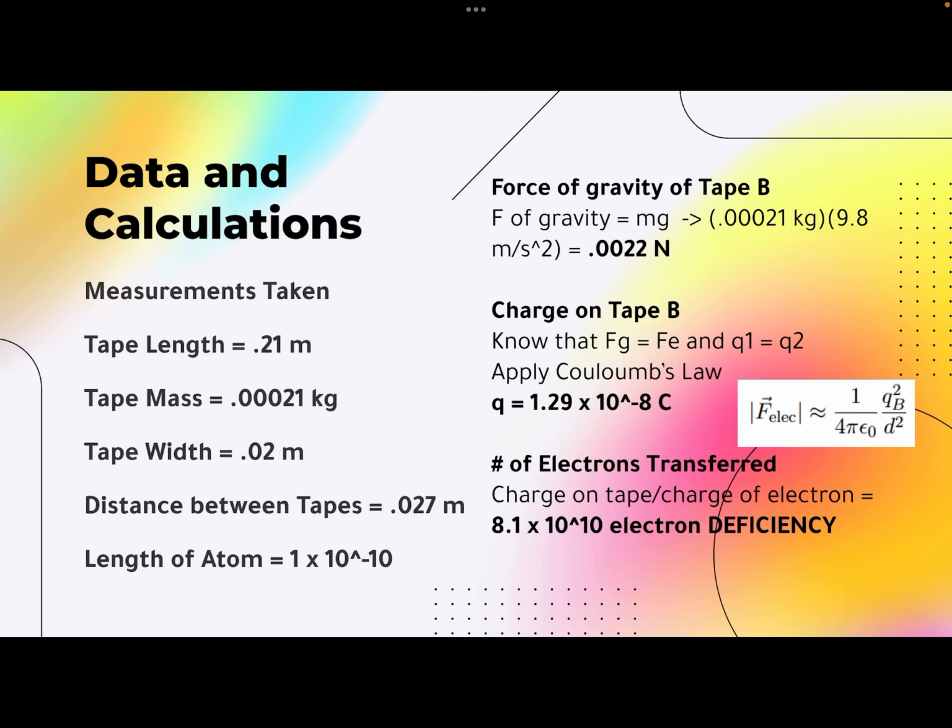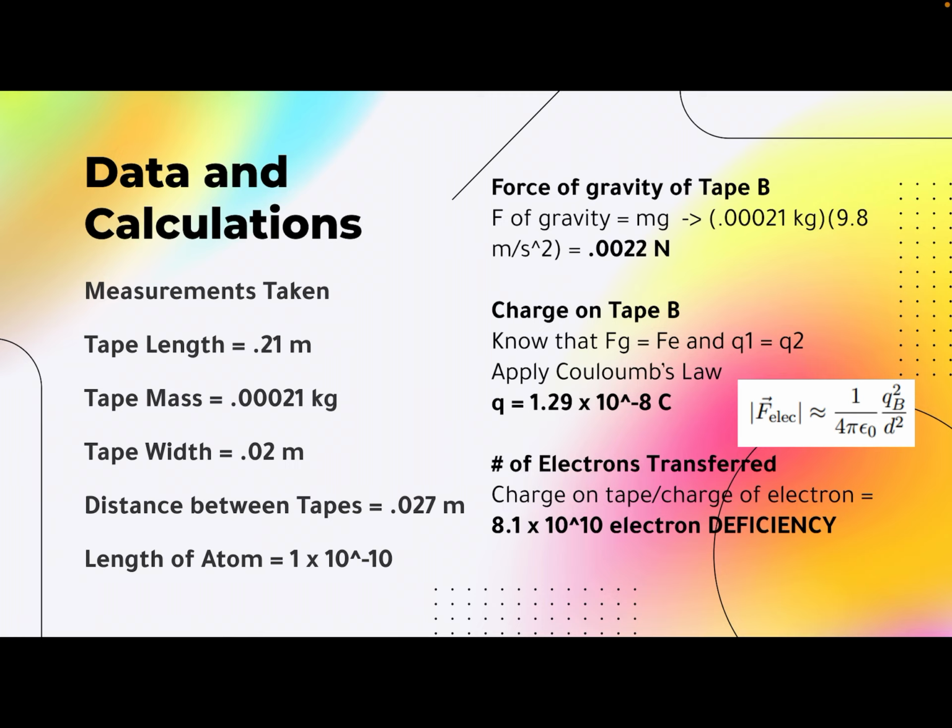The measurements taken during the experiment can be used to deduce the following. We get the force of gravity on the tape using Newton's second law and the tape's mass. From here, we recognize that because the tape is not moving, the force of gravity downward is equal to the electric force acting in the opposite direction due to Newton's third law. Therefore, we can plug this force into Coulomb's law, along with the distance between the tapes we measured earlier, to determine the charges on each of the tapes, which is about 1.3 times 10 to the negative 8th coulombs.